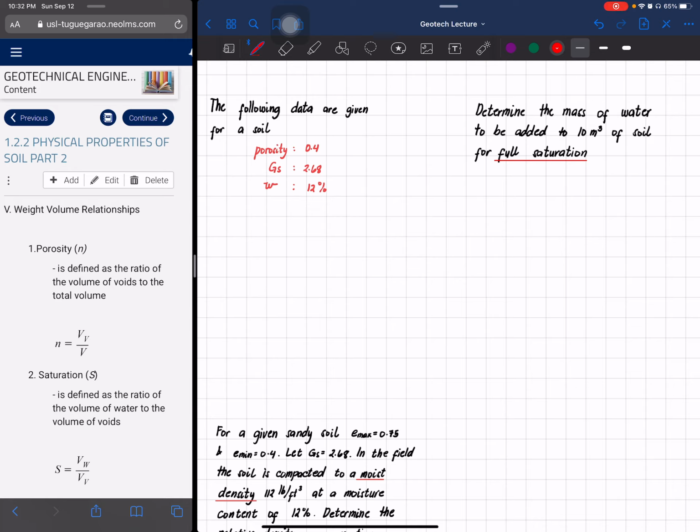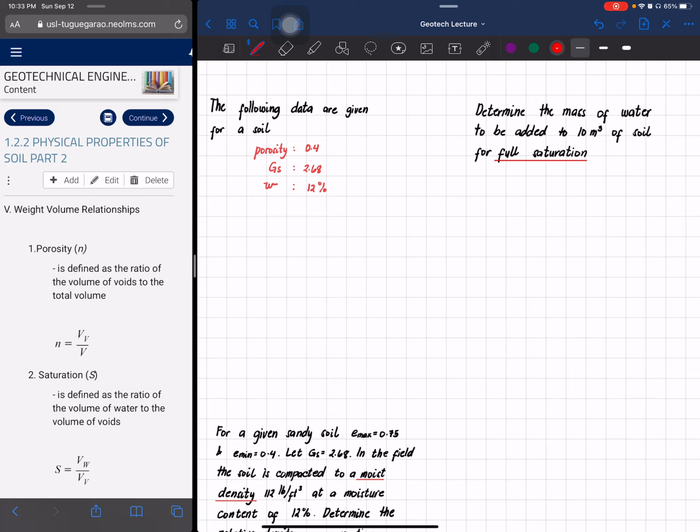Okay, so kapag ang soil is 100% saturated, or the saturation is equal to 1, ang nangyayari is walang volume of air na kasama. It's just the volume of water and then the volume of soil in the sample. Okay? So wala tayong air na kasama. Okay. So what we can do here is to solve for the density.